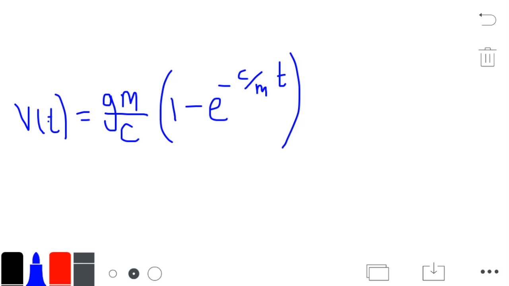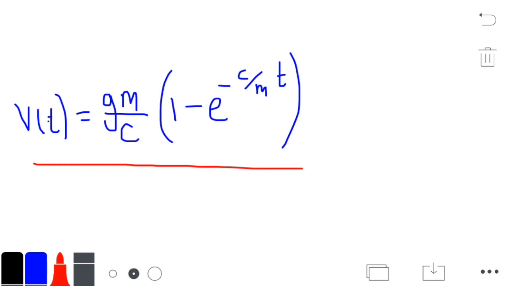Now this equation represents an analytical or an exact solution. And the reason why we call it this is because it satisfies the original ordinary differential equation. But unfortunately, this is not always possible.